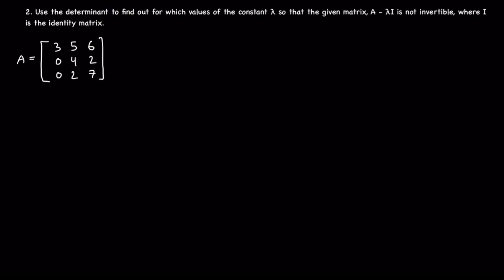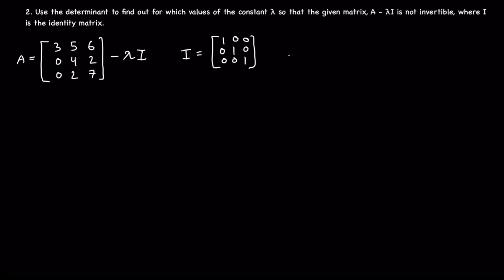Number 2, use the determinant to find out for which values of the constant lambda the given matrix A minus lambda I is not invertible, where I is the identity matrix. So we're given matrix A, and now we're going to subtract lambda I. Remember, lambda is some scalar, and I is the identity matrix, so that's just a diagonal of 1s, 1, 1, 1, and the rest is just 0. It doesn't really do anything.